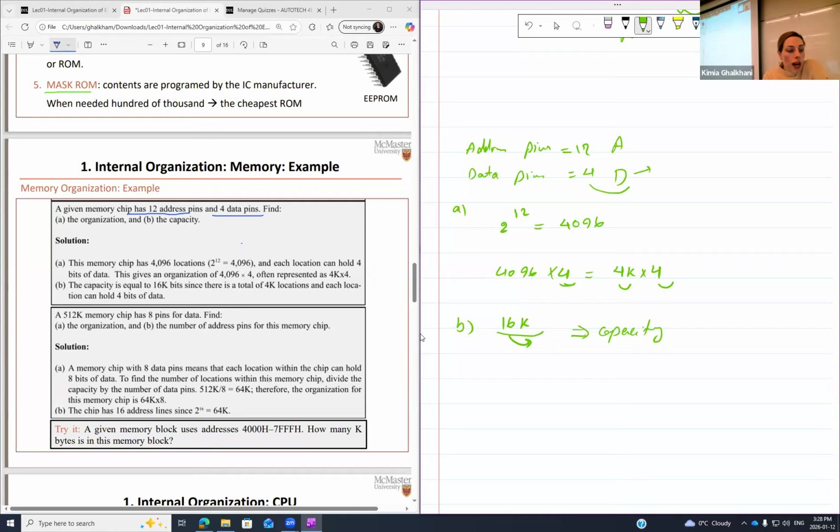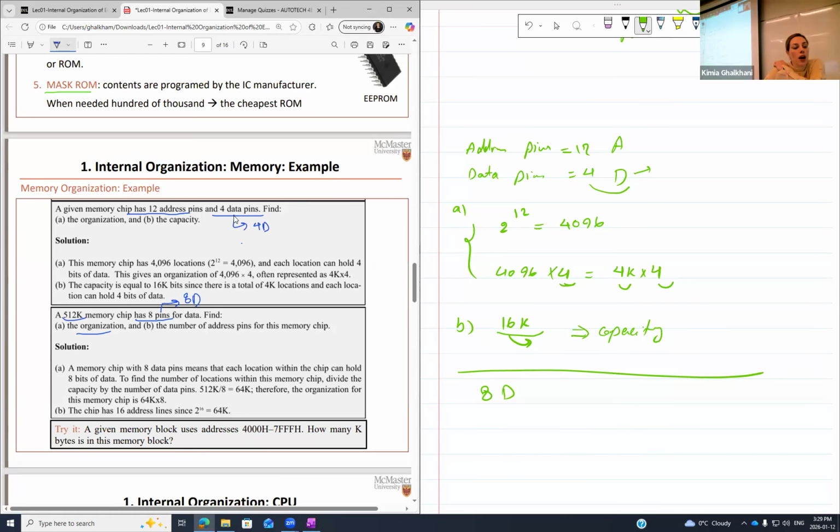Another example: what if I have 8 data pins? 8 data pins means I have 8D. And then I am asked to calculate the organization. Now you tell me, how do I calculate the organization? I already did it here. This time instead of 4, I have 8. In the previous one, this was my 4D. Now my D is 8D.